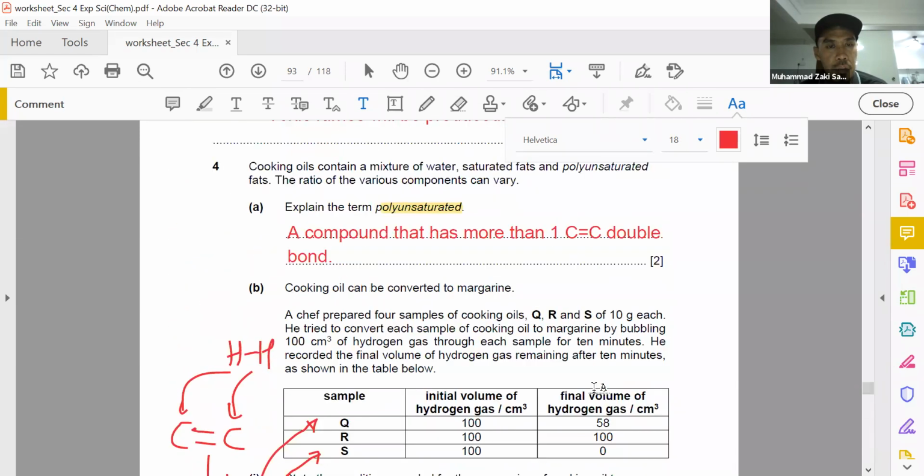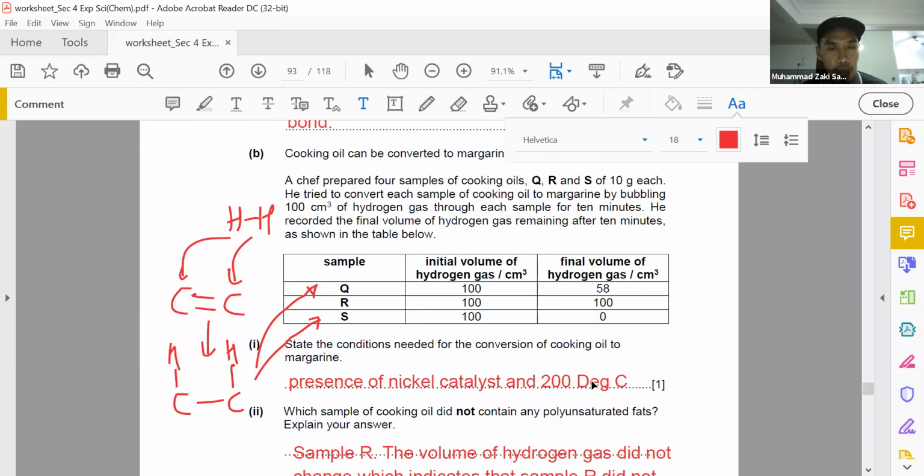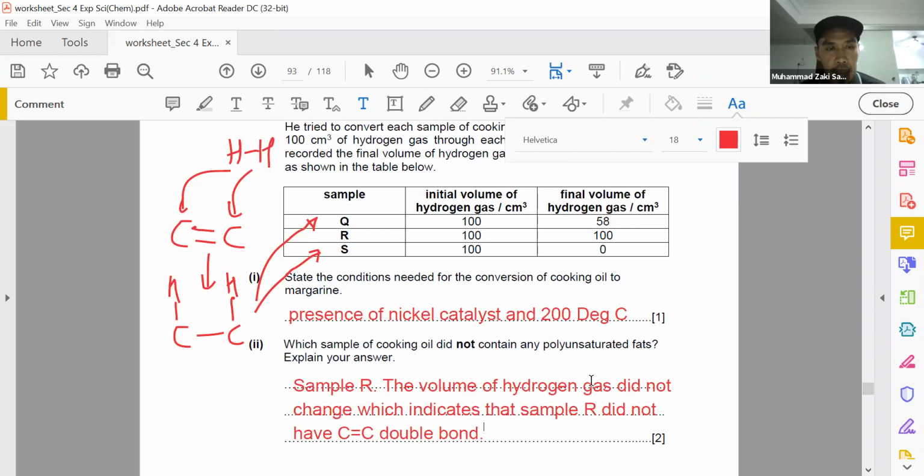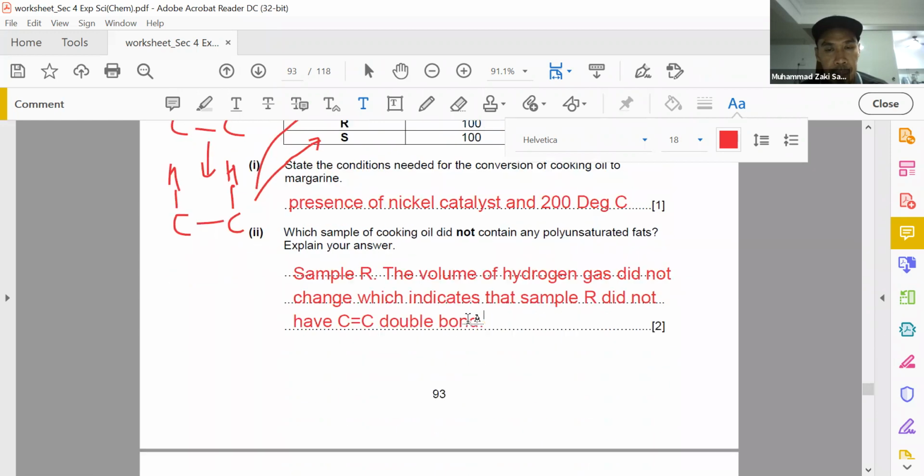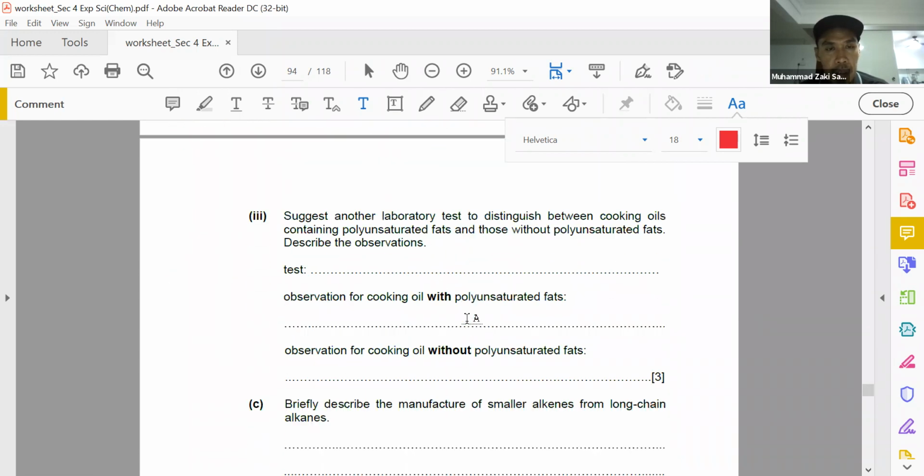So this is a question, right? This is a very good question. Practice 2 or 3 times for you to understand the meaning of addition. So addition reaction or hydrogenation reaction. This is how you apply whatever you have learned for alkene hydrogenation reactions to a more difficult question. Okay, next question. Suggest another test to distinguish between the cooking oils.